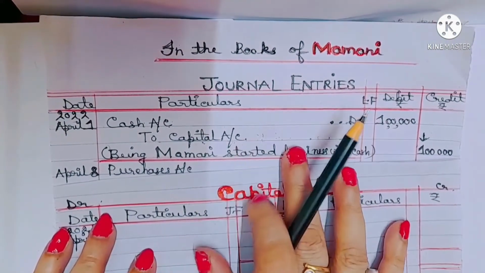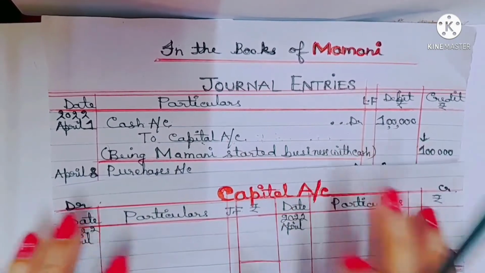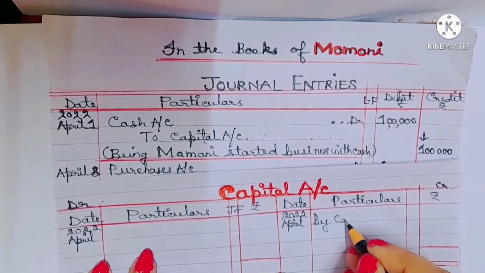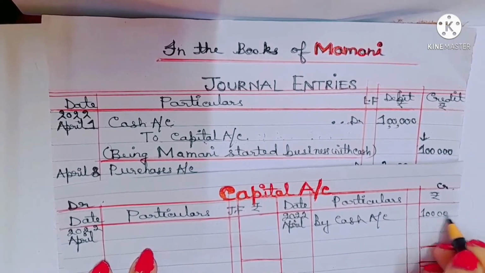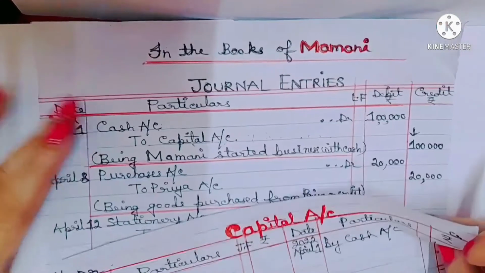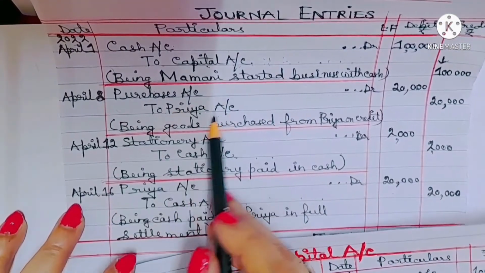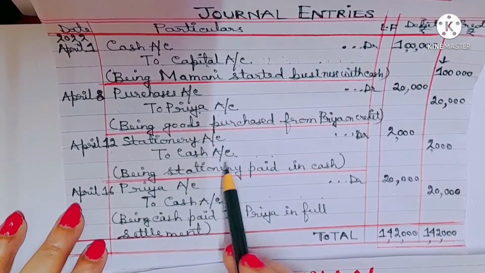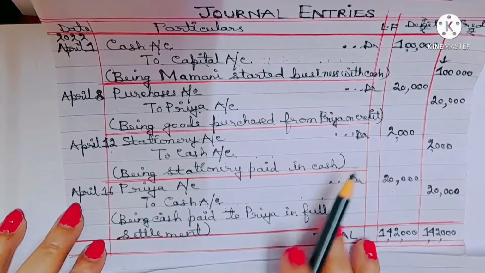Since capital account is on the credit side, cash account will also appear on the credit side in the capital account. So by cash account, how much? 1 lakh. Date is 1st April. Let's see, আর কোনো capital transaction আছে? On 8th April, purchase account to Priya account, no capital, ignore. On 12th April, stationery account to cash account, no capital account, ignore. On 16th April, Priya account to cash account, no capital account, ignore.